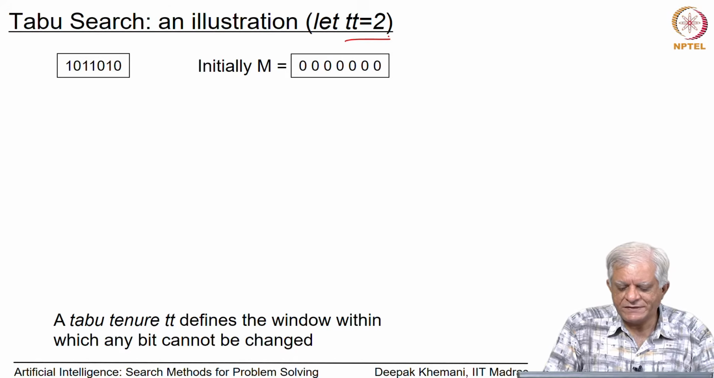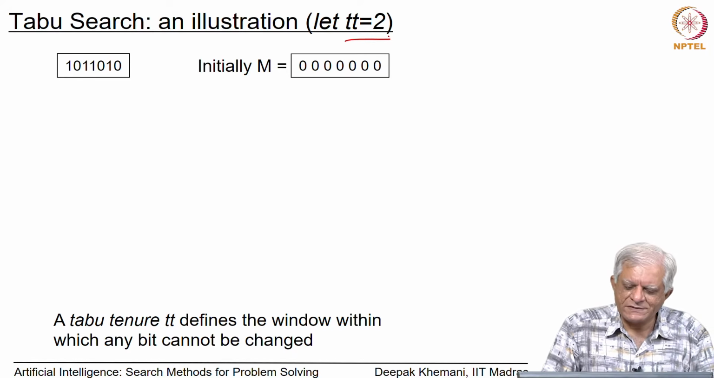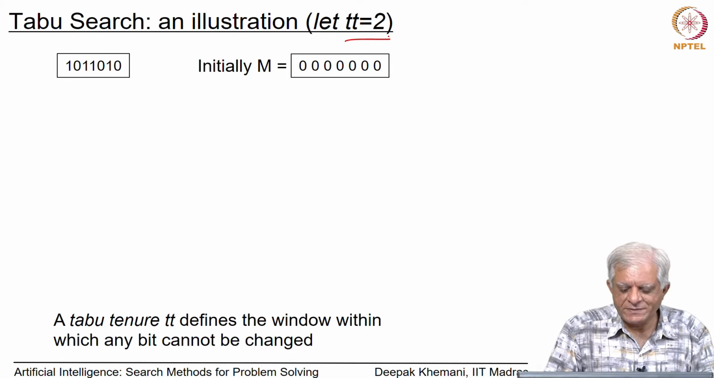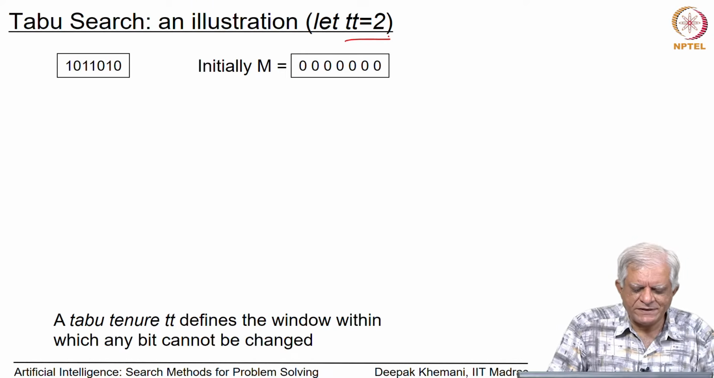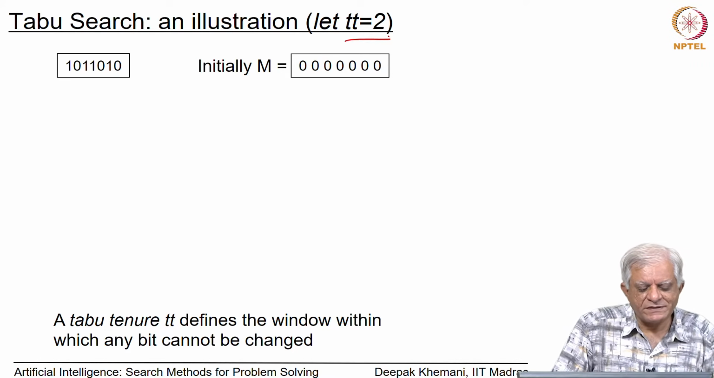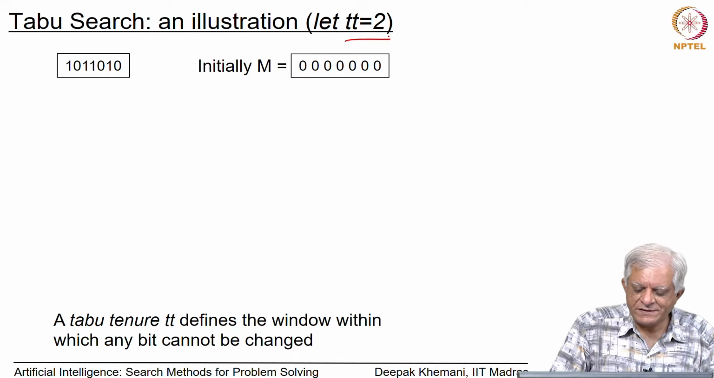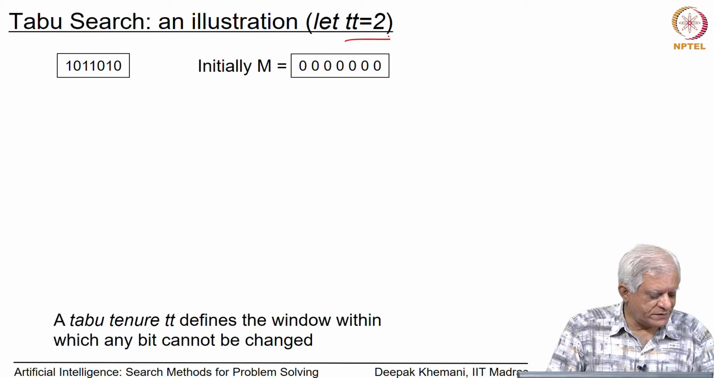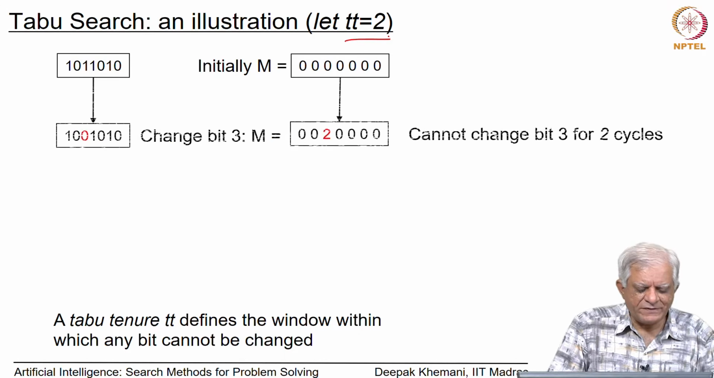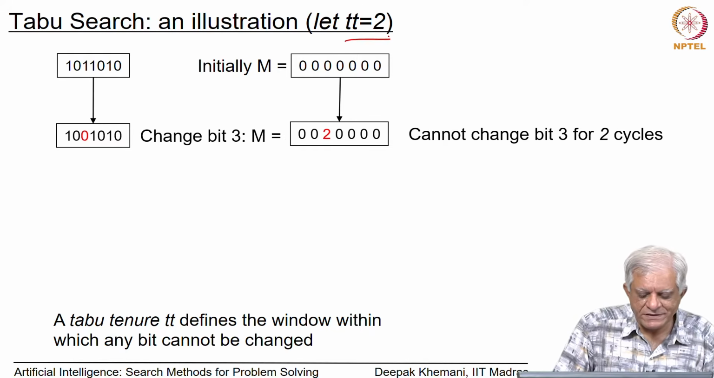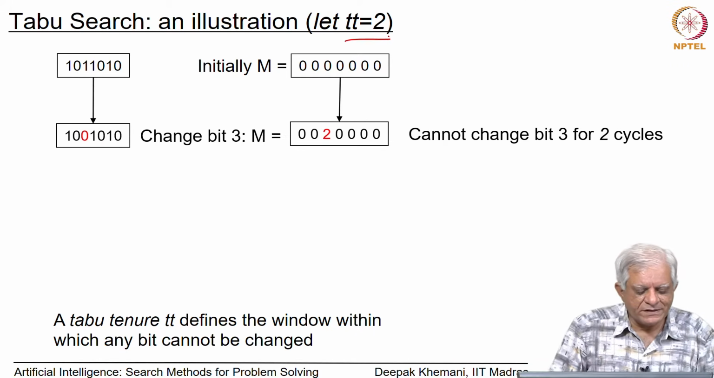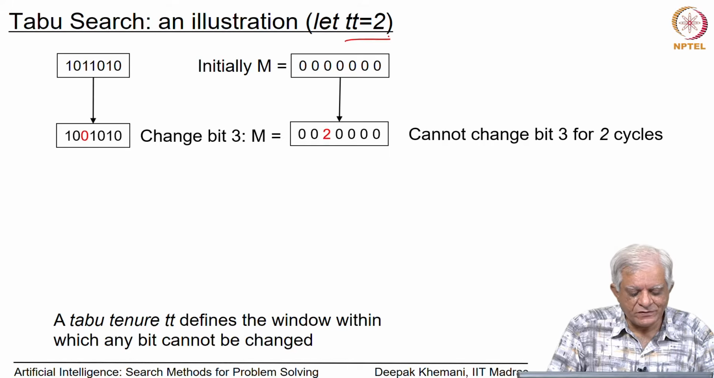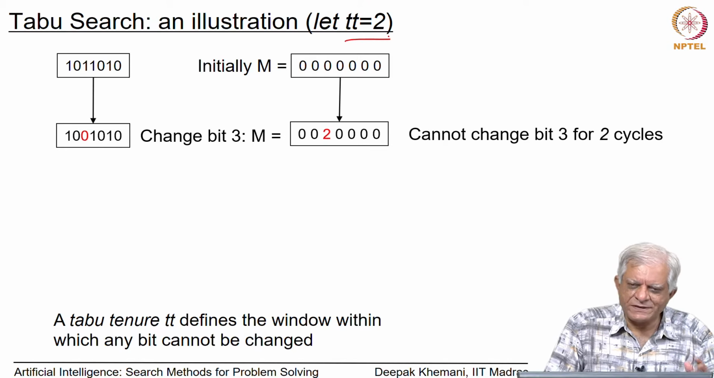It means that if you have changed a bit, then for the next 2 cycles you cannot touch that bit, or you have to change some other bit essentially. So, let us say that this is the initial candidate, the 7 bits are 1 0 1 1 0 1 0, and initially the array M contains all zeros. Now, let us say we change the 3rd bit and arrive at a new candidate, where the red shows that you have changed the 3rd bit. So, the new candidate is 1 0 0 1 0 1 0, and we assume that this is the best of the 7 neighbors that the starting candidate had.